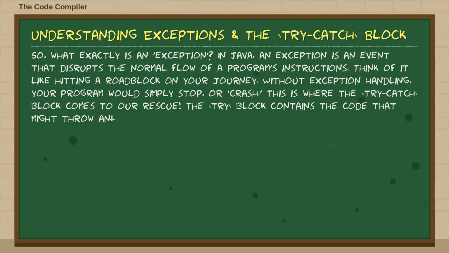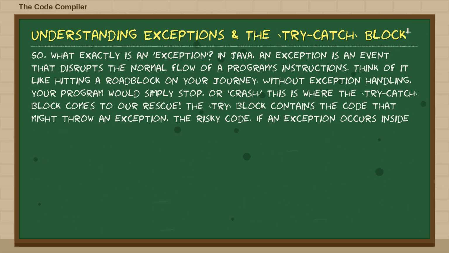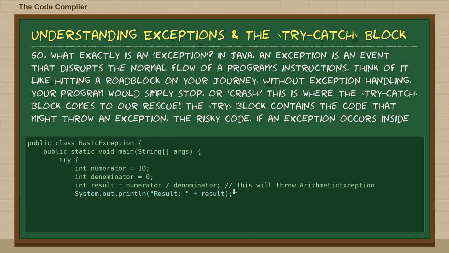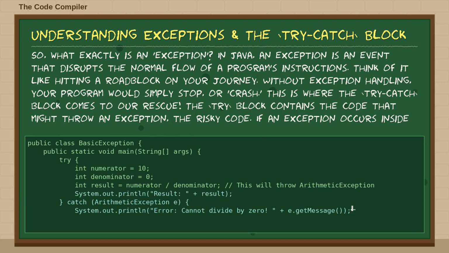This is where the try-catch block comes to our rescue. The try block contains the code that might throw an exception, the risky code. If an exception occurs inside the try block, the program immediately jumps to the catch block. The catch block then contains the code to handle that specific exception, allowing your program to recover or inform the user gracefully. It is like having a plan B for your code.